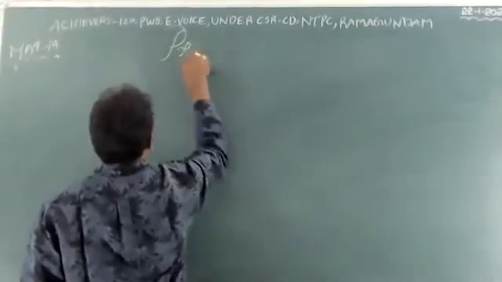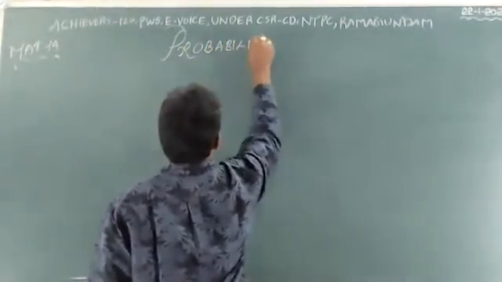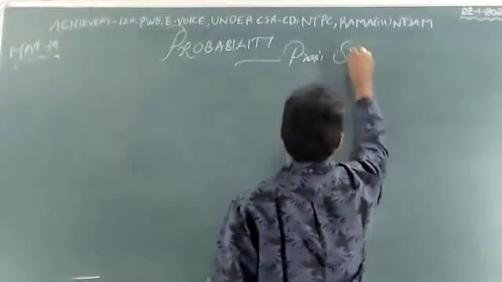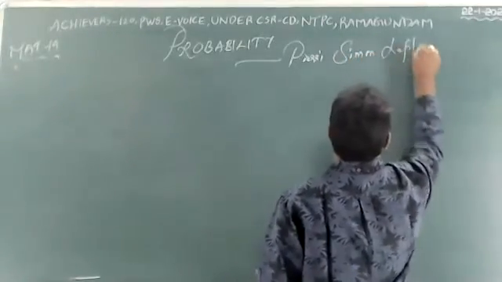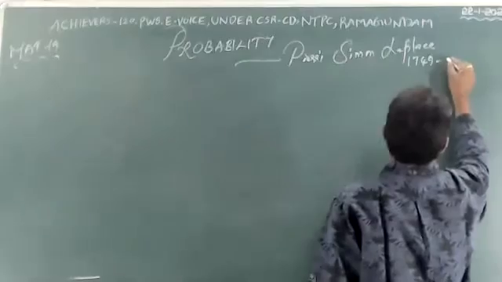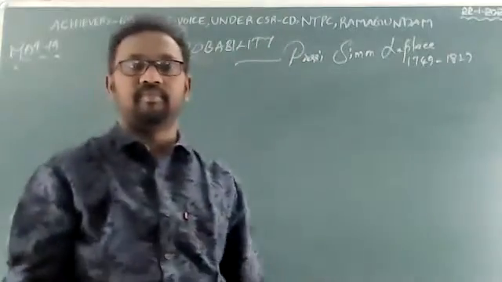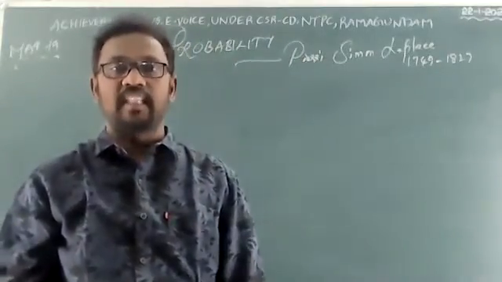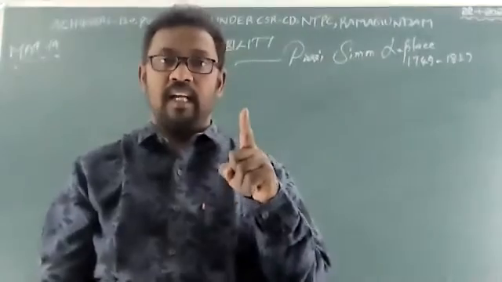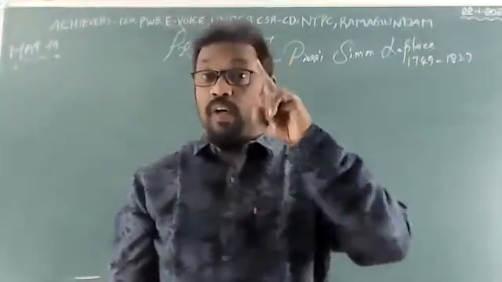Pierre Simon Laplace, 1749 to 1827 was his lifespan. We can say 18th century. Probability has only one formula: number of favorable outcomes by total number of outcomes.